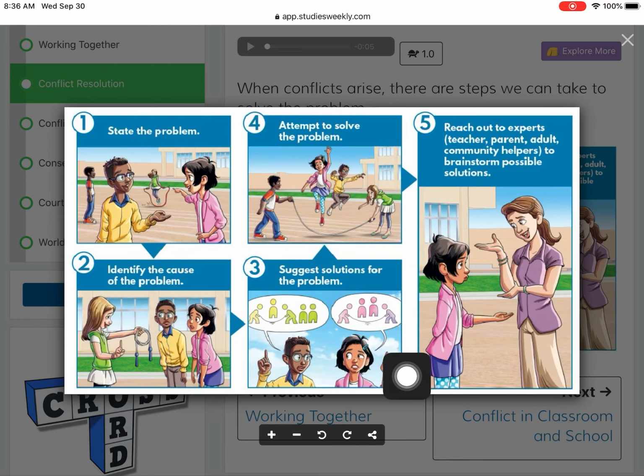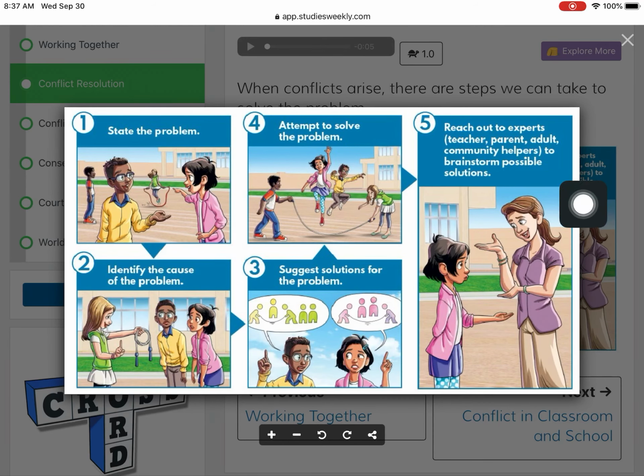Suggest solutions to the problem. So how could they solve this problem? Oh, it looks like we have a really small jump rope here, which is what she was playing with. And then it looks like we have an even bigger jump rope over here now where all the kids can play with. And then they attempt to solve the problem. So that's what's going on here.